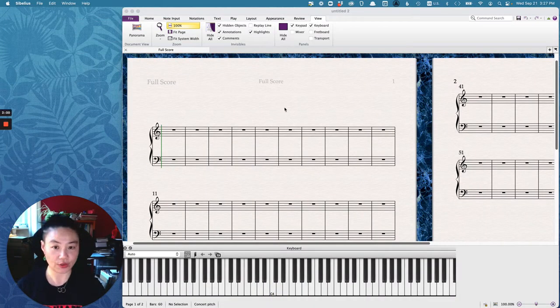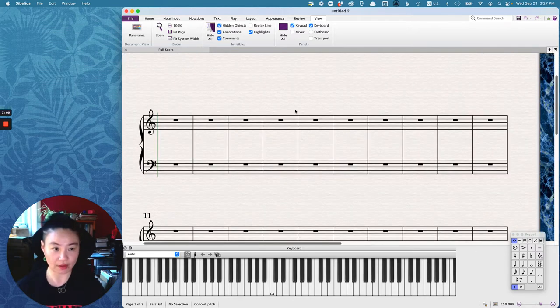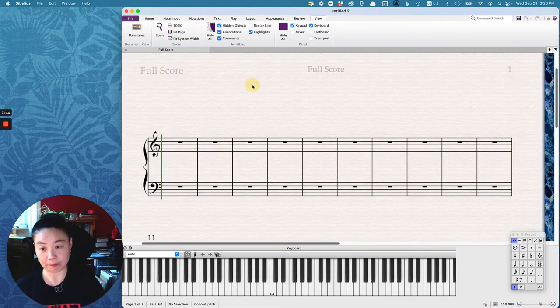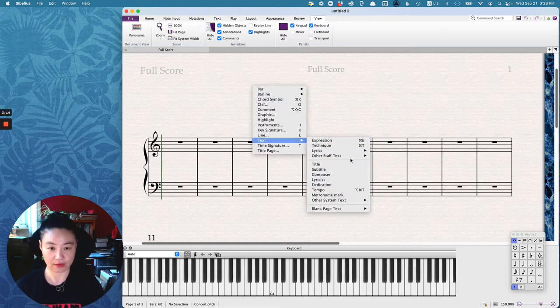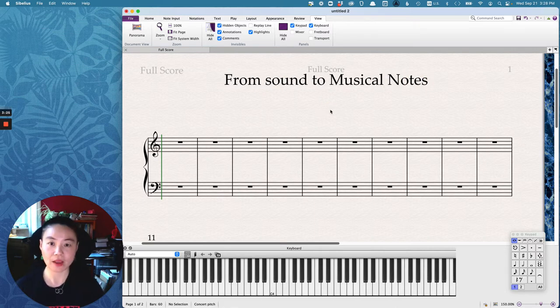First thing first, you know how to do this. I don't have to say it again. You create a new document, and what I'll do is I'm going to make this nice and big for you. I'm going to call this From Sound to Musical Notes. And so the first thing we're going to revisit is the note value.